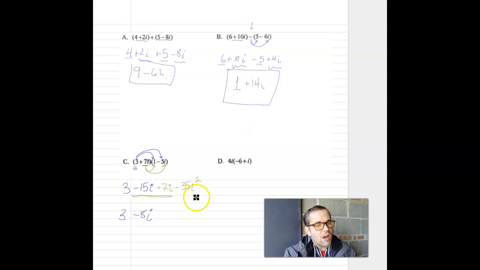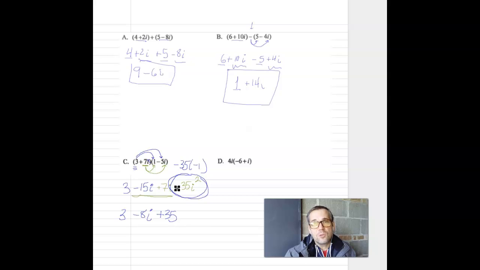And then the other piece that's weird that makes this different is i squared equals negative 1. So that means if I have a negative 35 times i squared, it's like I have a negative 35 times a negative 1, which is positive 35. So this whole thing, because of the i squared, instead of negative 35 something, it becomes: change the sign and keep the number. Negative 35 i squared becomes positive 35.